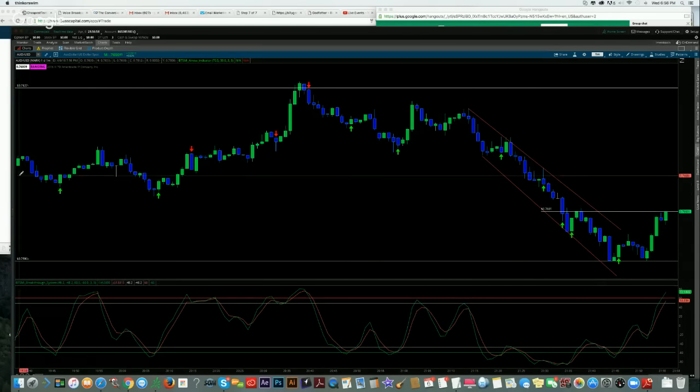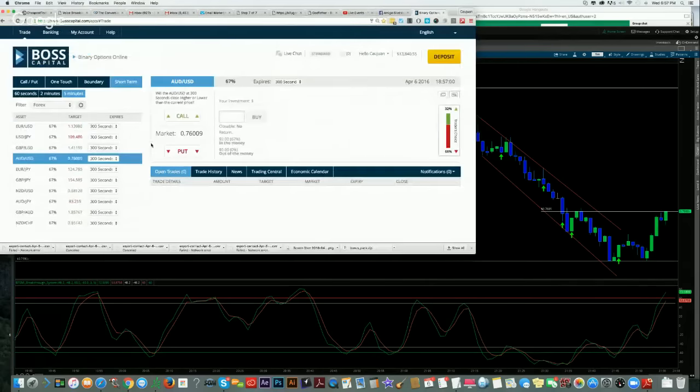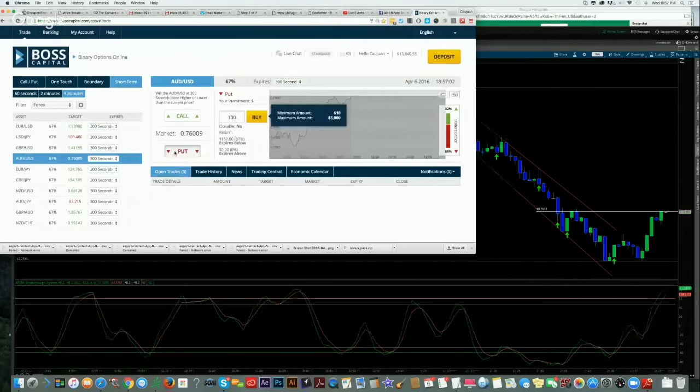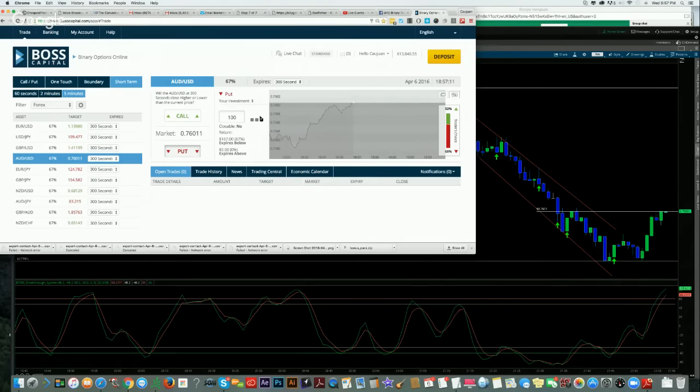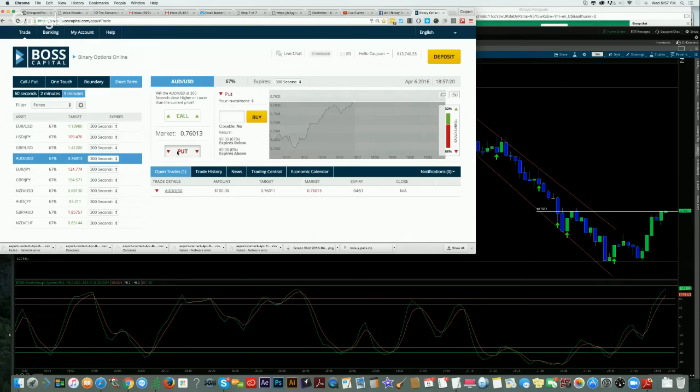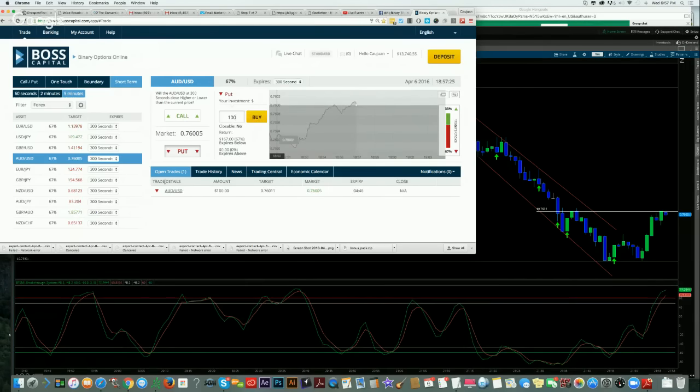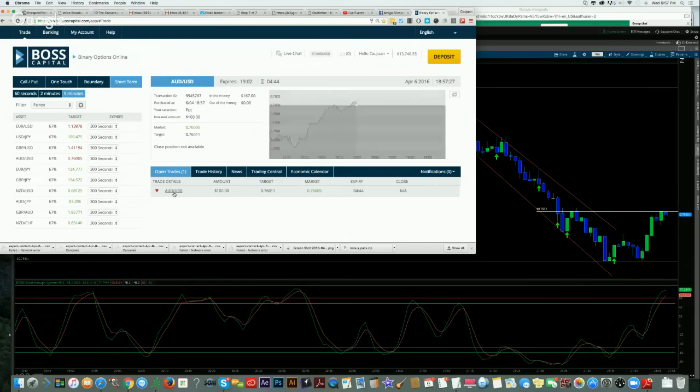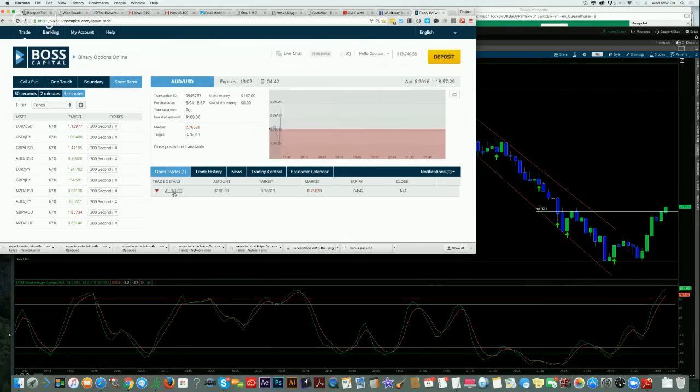Might be setting up for AUD USD for a put 5 minutes. Right there too. AUD USD, I'm getting right there too. I like that. That's the position I really wanted. I just thought I wasn't going to catch it. Oh well, too late. We'll just watch that trade. Let that one play out.